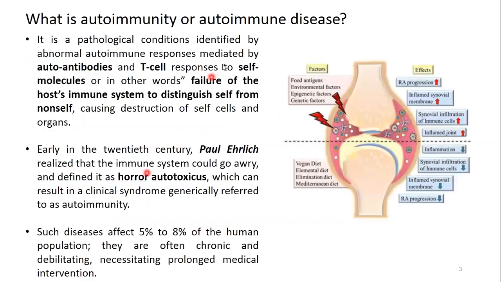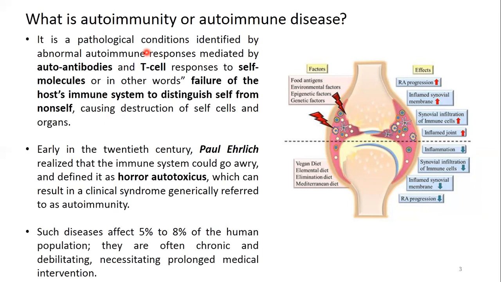So what is autoimmunity? It's a pathological condition defined by abnormal autoimmune responses mediated by autoantibodies and T-cell responses to self-antigens. So in other words, it is the failure of the host immune system to distinguish between self and non-self antigens, which leads to destruction of our tissues and organs.